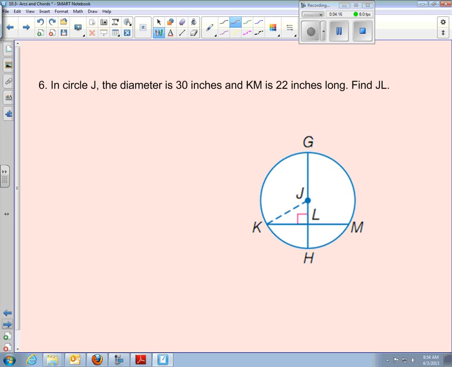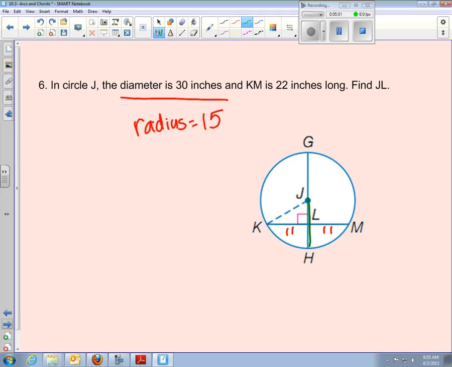All right, in circle J, the diameter is 30 inches and KM is 22 inches long. Find JL. All right, this one, we're going to see these quite a bit throughout the rest of the chapter. It's a little tricky, so you need to really pay attention to what's going on here. Okay, so KM is 22 inches long, so that means that this whole piece here is 22 inches long. So I see a perpendicular, and so that means it bisects it. So we have an 11 and an 11. It also tells us the diameter is 30 inches. So that means our radius is 15.